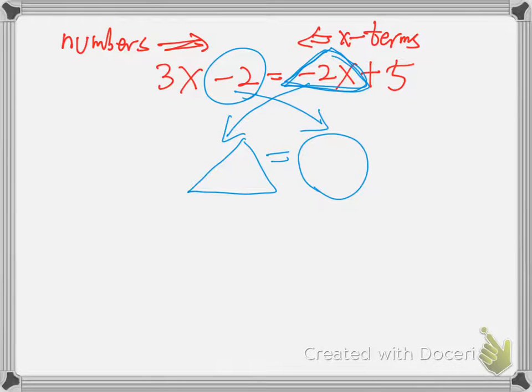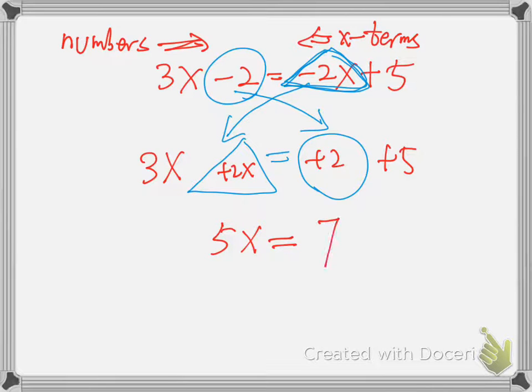Negative 2x moved, you got positive 2x in the left hand side. Negative 2 moved, you got positive 2 on the right hand side. So for the other 2, 3x and positive 5, you just bring them down. Each time when you get a new line for the linear equation, you write down the equal sign first. The left side and right hand side will be very clear. 3x plus 2x, you got 5x. 2 plus 5, you got 7.